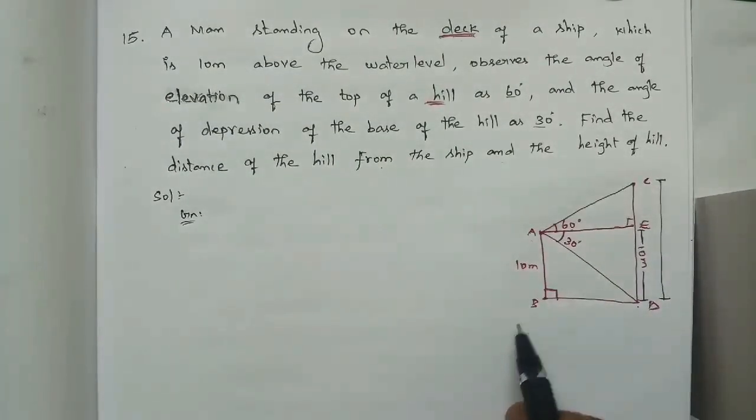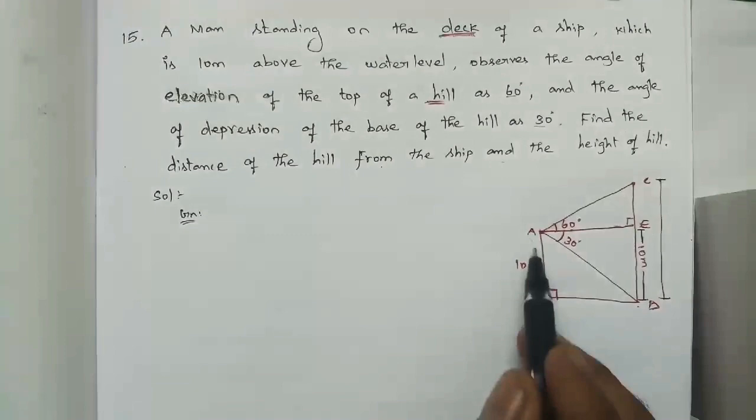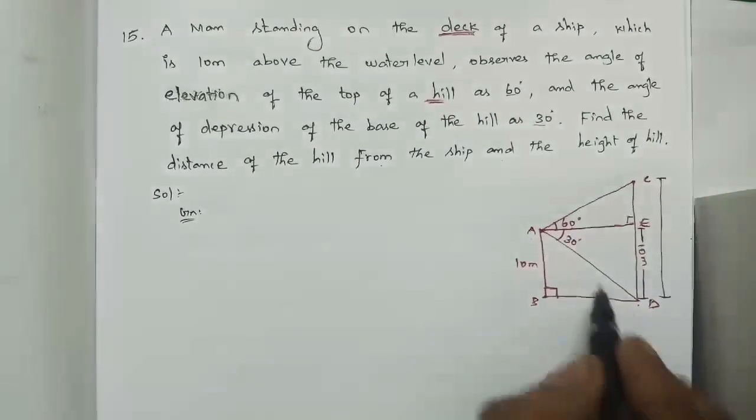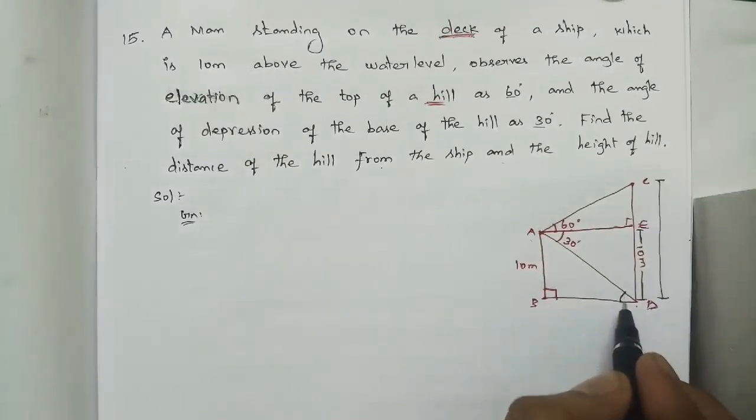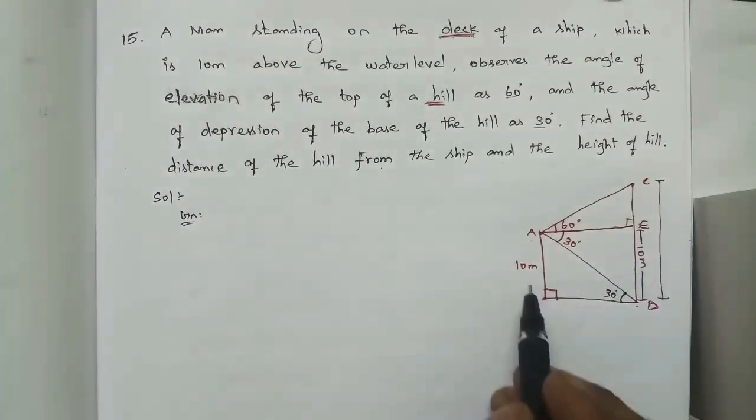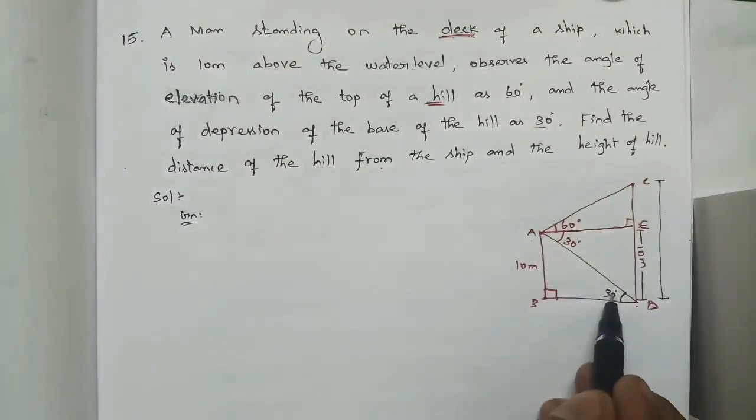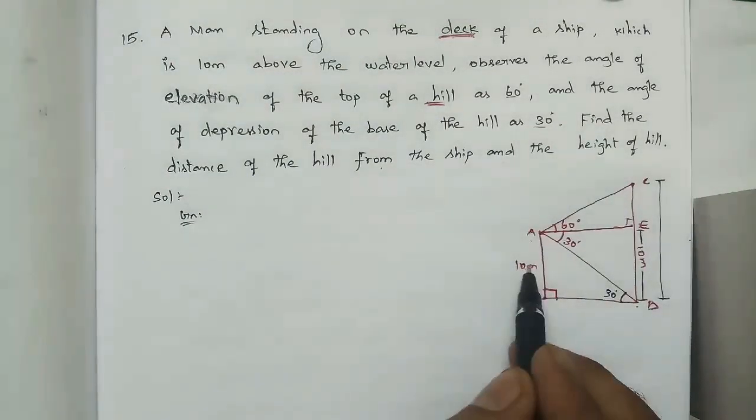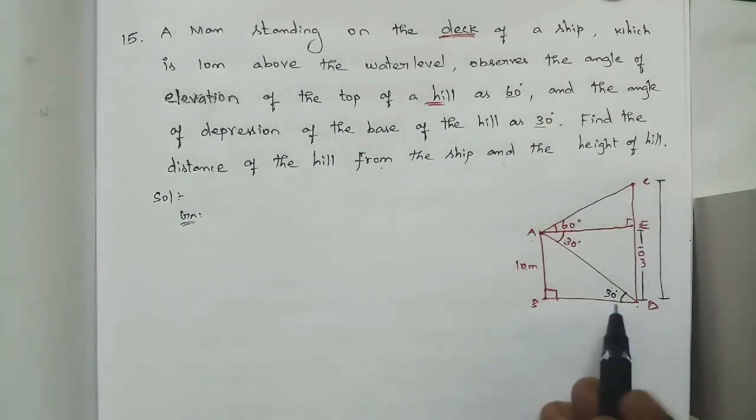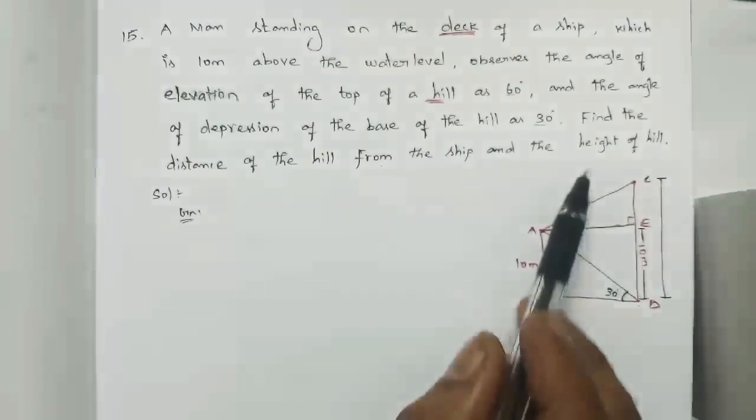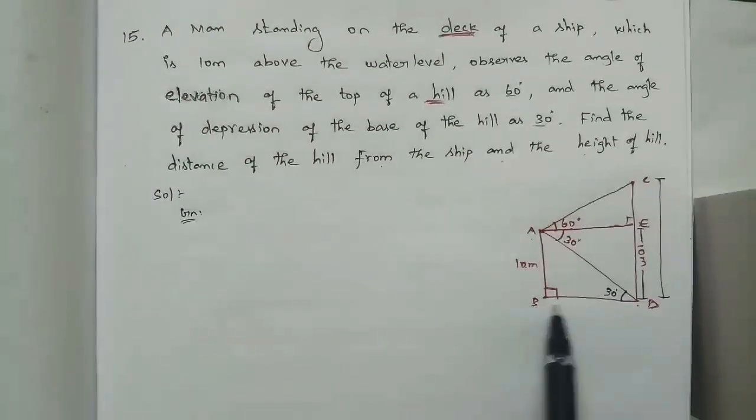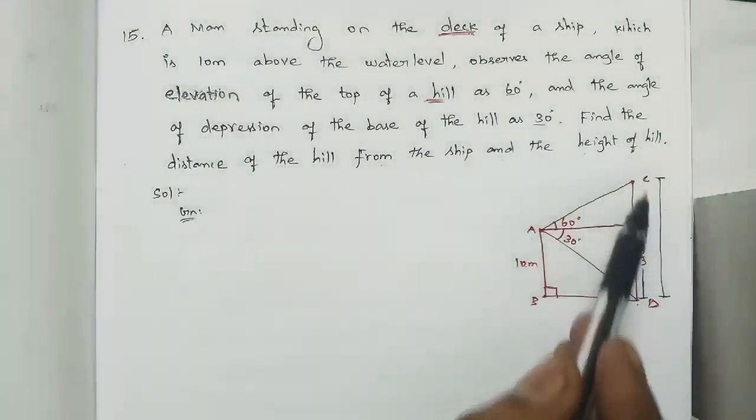See, I'm just bringing in that one angle. In right triangle ABD, we know one side, right? This is 30 degrees and this also will be 30 degrees, the same angles, since interior angles are equal. So in right triangle ABD, we know one side and one angle. With the help of this, we can find BD, right? What we want to find is the height of the hill and at the same time the distance of the hill, so BD and also CD.